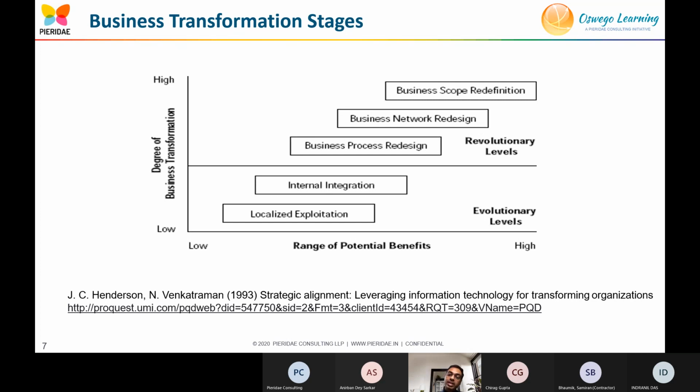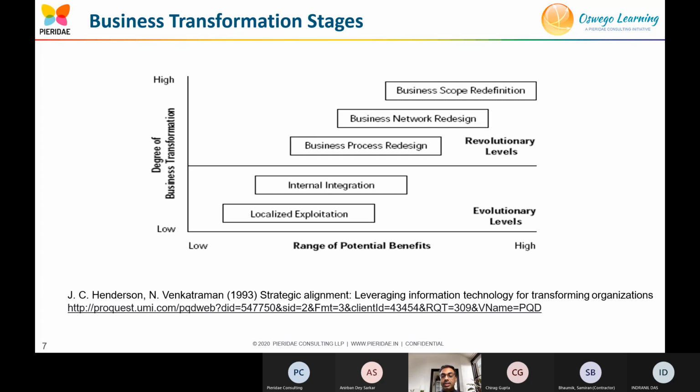I'm thinking one step ahead. I'm forgetting all my old relations and I'm redesigning my new business network. Again, one stage ahead of the revolutionary level. And the final stage of transformation is business scope redefinition, right? I'm changing my business scope altogether. Maybe my existing business will be there, but I am enhancing my business scope.